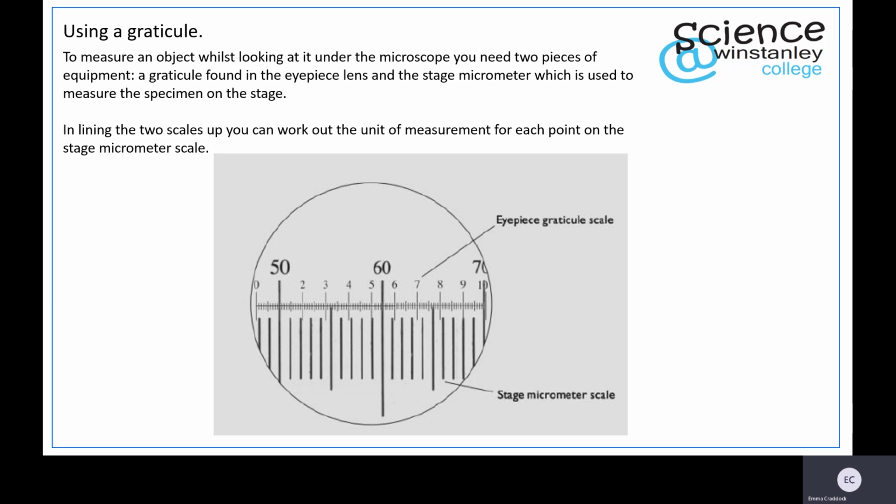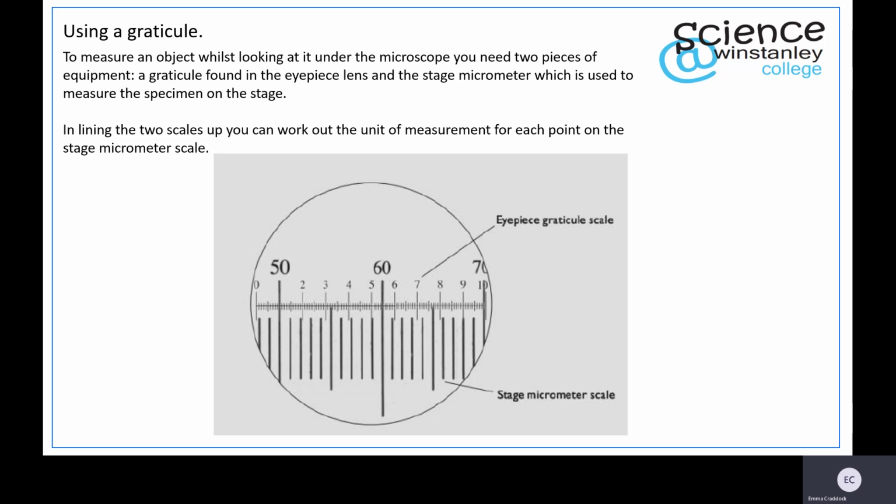When you are looking under a microscope, you need 2 pieces of equipment to work out the size of your object. You need a graticule and you need a stage micrometer. The graticule is in the eyepiece lens, whereas the stage micrometer is generally on the stage with the specimen. In lining up the 2 scales, you can work out the unit of measurement for each point on the stage micrometer scale. So you can see there you have your eyepiece graticule scale at the top with the numbers on, and you have your stage micrometer scale, which does not have any numbers on.